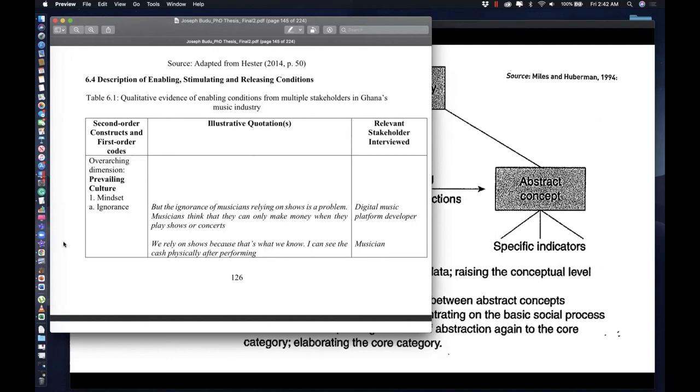So now can you see how it is working? We started from mindset, we went to ignorance. Mindset came from the digital music developer. Ignorance came from the musician.